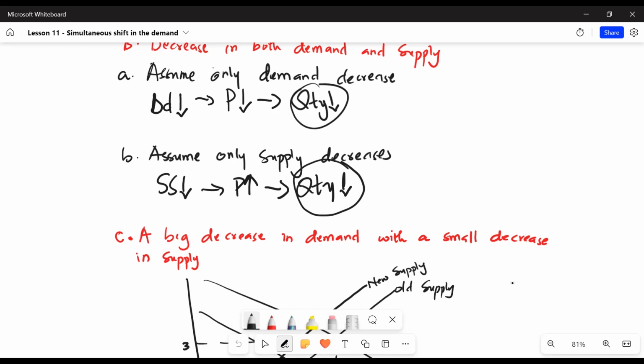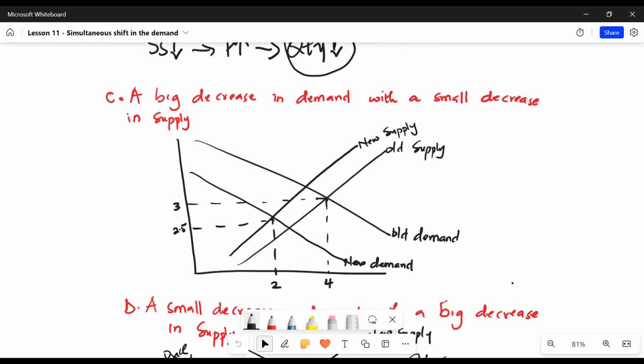Now let's look at the curve to help us understand this properly. First, let's assume a big decrease in demand with a small decrease in supply. So we start from a demand curve here, which is our old demand curve. And if any factor in the market changes that reduces the demand of the good, it shifts us to a new demand curve.